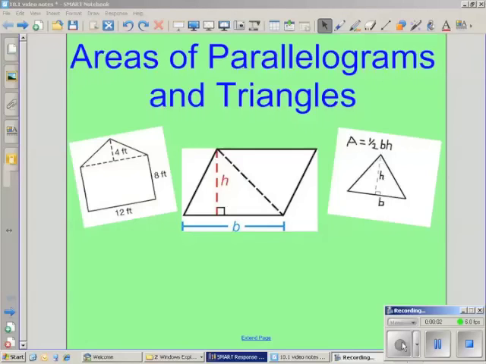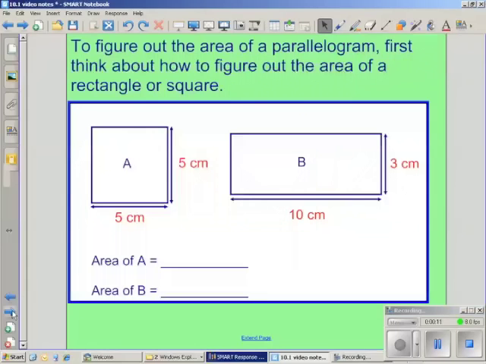In this lesson, we're going to learn how to find the area of parallelograms and triangles. Some of this might be review. First, let's remember how to find the area of a square and of a rectangle. To find those areas, you would do base times height, or length times width.